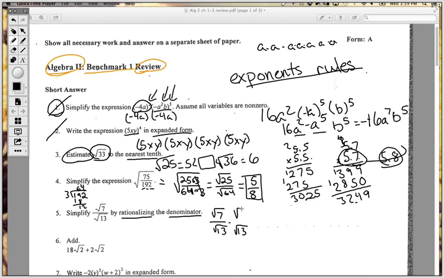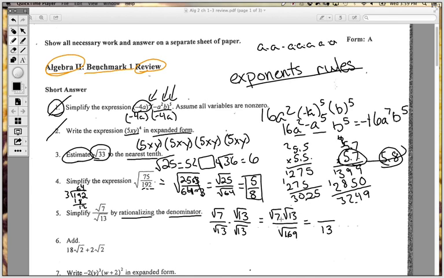But I can't just multiply by square root of 13. I got to multiply by 1. 13 over 13 is 1. Square root of 13 over square root of 13 is 1. Anything over itself is 1. So this makes it a little bit easier for me. Then I'll have square root of 7 times square root of 13 over square root of 169. And the square root of 169 is 13. 13 times 13, square rooted, is 13. So on the bottom, now I will have 13.